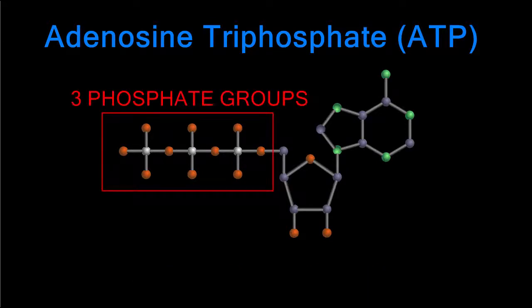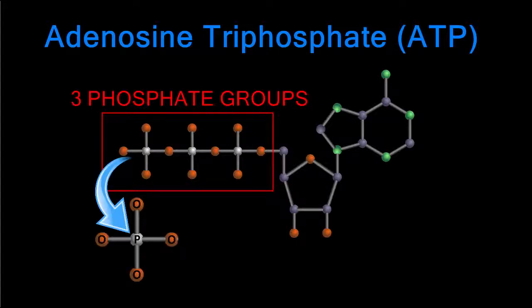The key to ATP's energy-storing ability is in the 3 phosphate groups. Each phosphate group in the triphosphate tail is a negatively charged ion. Opposite charges attract, but like charges repel. The fact that all 3 of the phosphate groups are negatively charged makes them want to repel each other.